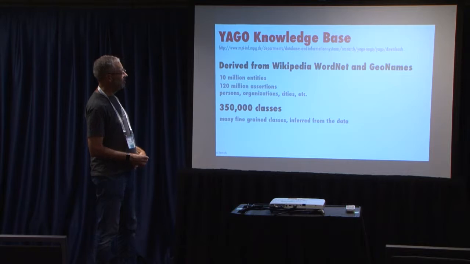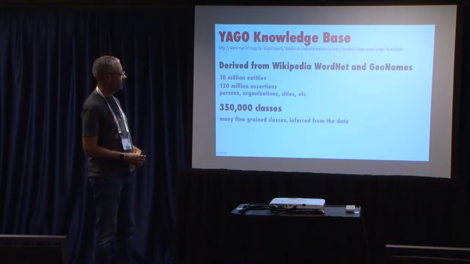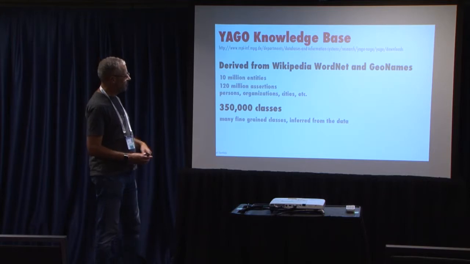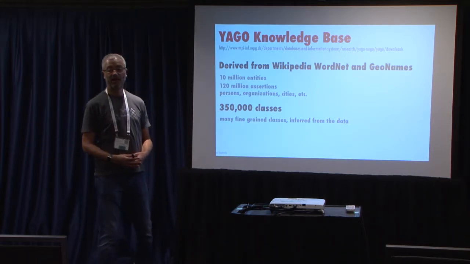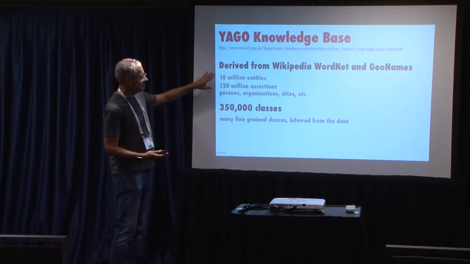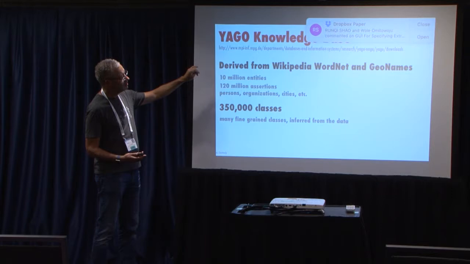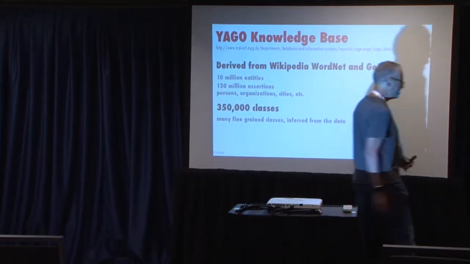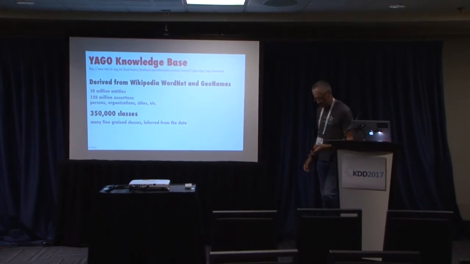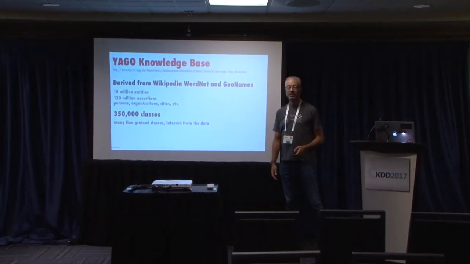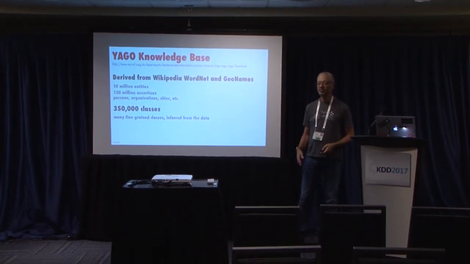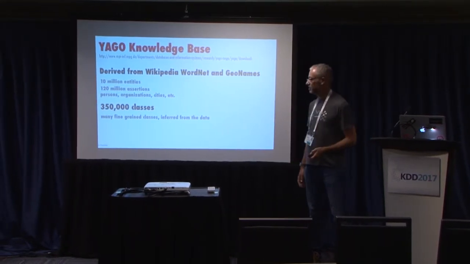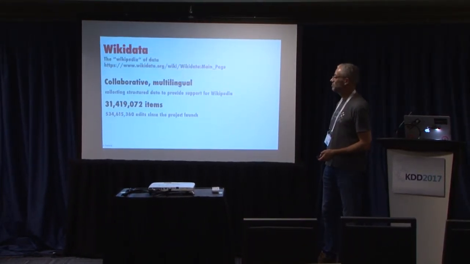YAGO is also derived from Wikipedia and WordNet and GeoNames, and it has less data than Wikipedia, but it has a very, very nice taxonomy of classes that they derive from the data. So even though you might not find all the data here, the class hierarchy is awesome, and so it's very useful to try to put your data into that class hierarchy and then get more data from YAGO.